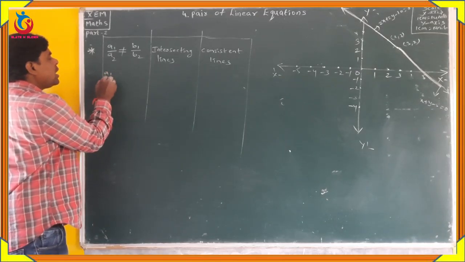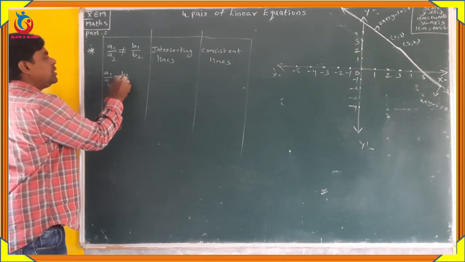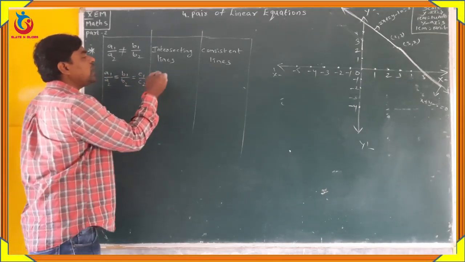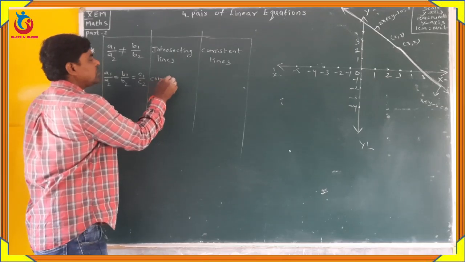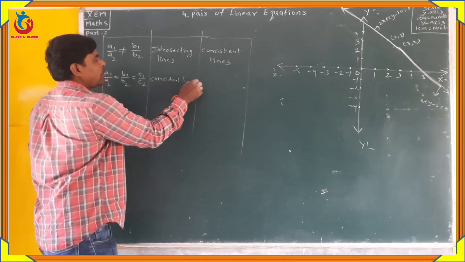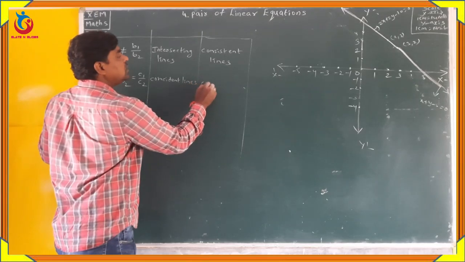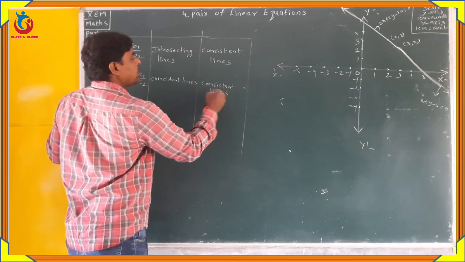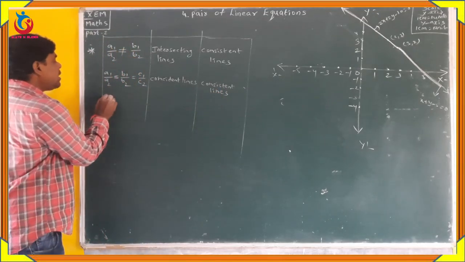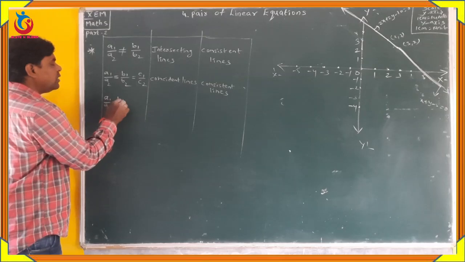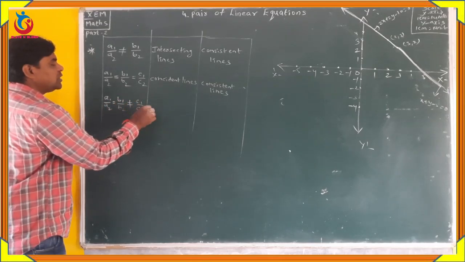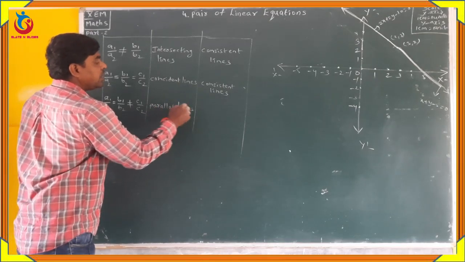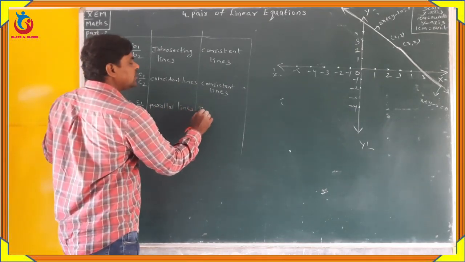Suppose A1 by A2 is equal to B1 by B2 is equal to C1 by C2, then these two lines are called coincident lines, and these two lines are called consistent lines. And if A1 by A2 is equal to B1 by B2 but not equal to C1 by C2, then the two lines are called parallel lines. In this case, the lines are called inconsistent lines.